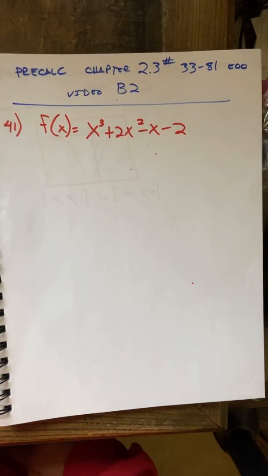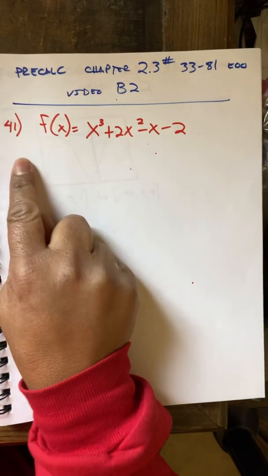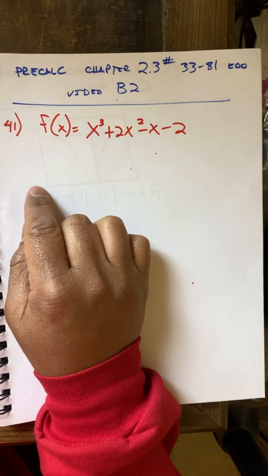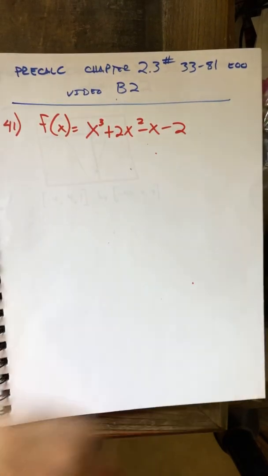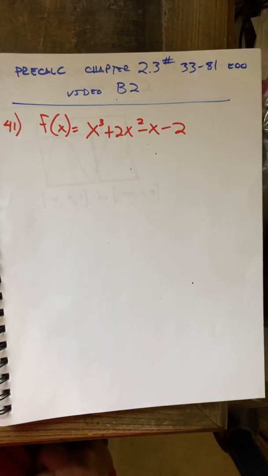All right, friends, still in 2.3. This is problem number 41, and I have to do four different things here. I have to use the leading coefficient test to determine the graph's end behavior. I have to find the x-intercepts and whether or not it crosses the x-axis or just touches the x-axis.